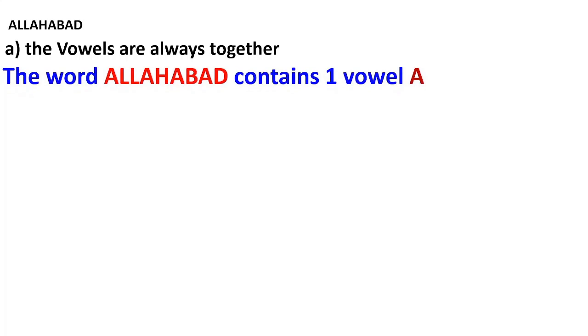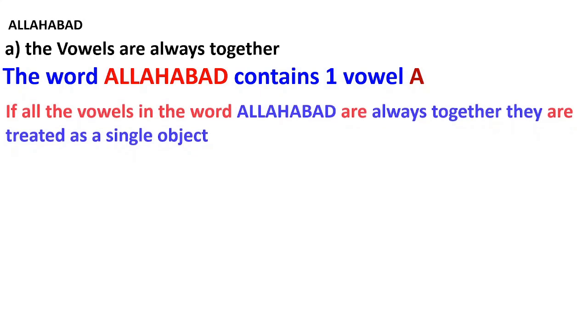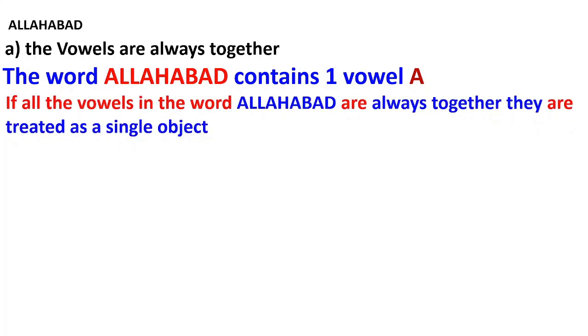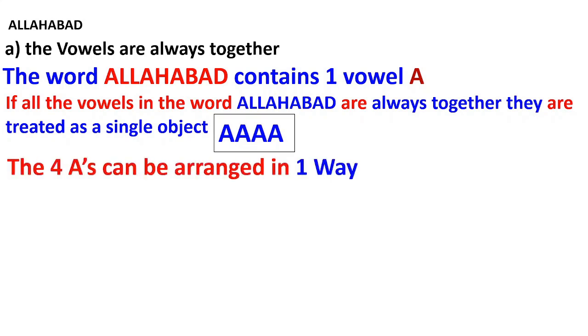Let us go to subdivision 1. Vowels are together. What are the vowels there? Only one vowel, that is A, but it appears 4 times. If the vowels are together, they will be taken as a single object. All the A's will be taken as a single object. We first find the arrangement of these vowels. 4 A's are there, therefore they can be arranged in only one way: 4 factorial by 4 factorial, therefore 1.